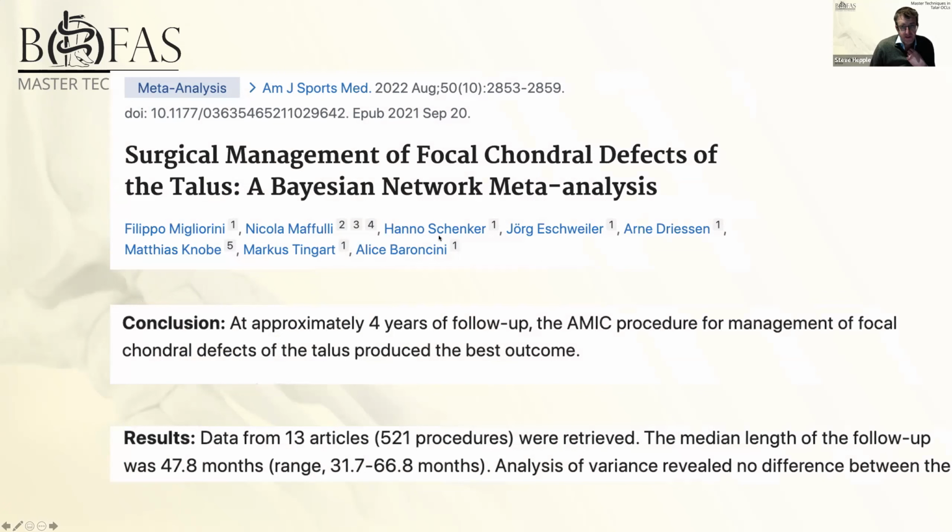So this is a meta-analysis that's done. Again, there's no randomized controlled trials here, but all at 4 years follow-up, AMIC seems to be a better procedure than anything else. It seems to be the better procedure at about 4 years. So AMIC, of all the procedures available that they studied, which were most of the procedures for OCDs.